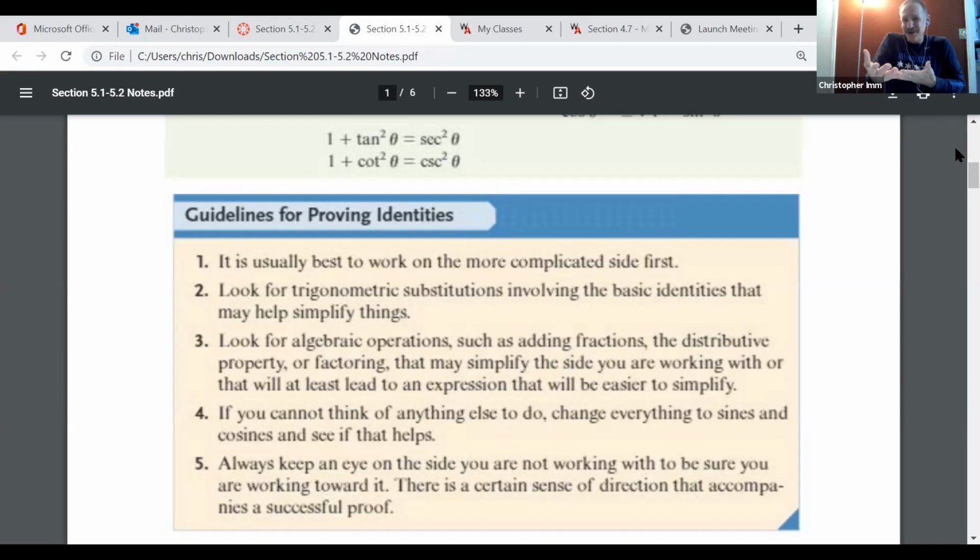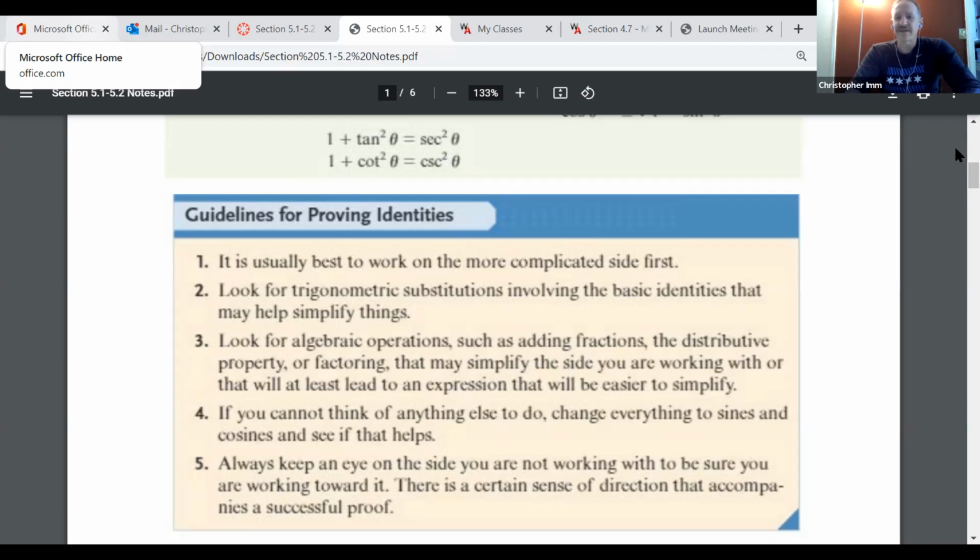And I'm going to try to be a good role model, and whenever I prove something, I'm going to try to construct it that way. However, a lot of them aren't that straightforward. So it is possible to work on one side at a time and try to get them to meet in the middle. So here are our strategies. Usually it's best to work on the more complicated side first. If you have more than one term, that's probably a better side to start with. But it depends.